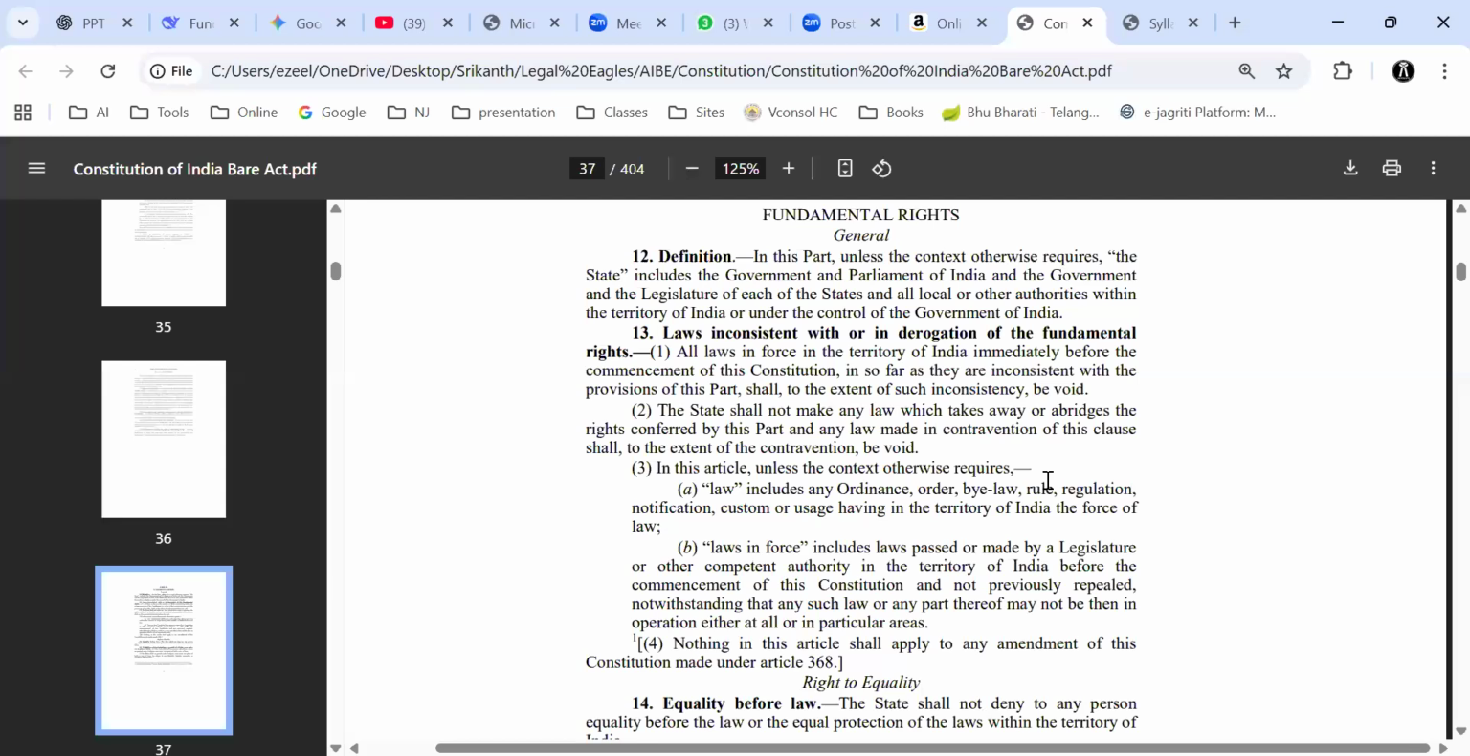State means state, you got it? The state includes the government and parliament of India. I request everyone to mute.